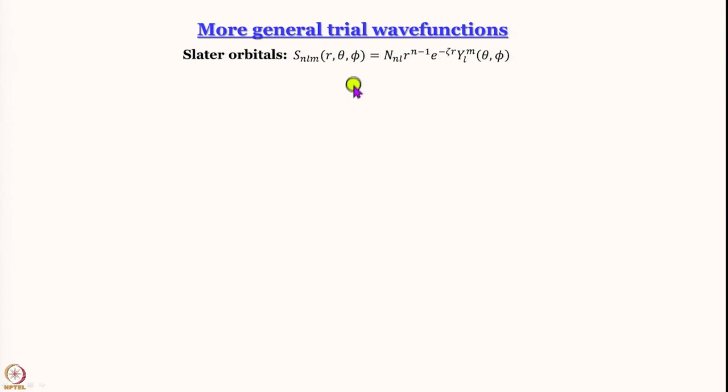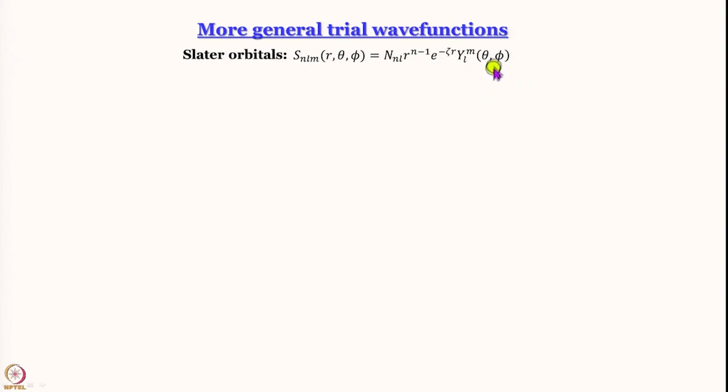The expression for the Slater orbital is the normalization constant, which is a function of n and l, multiplied by r to the power n minus 1, very similar to what we had for hydrogen atom wave functions, one electron wave functions, multiplied by, well, I will read the last factor first, multiplied by Y l m of theta and phi.